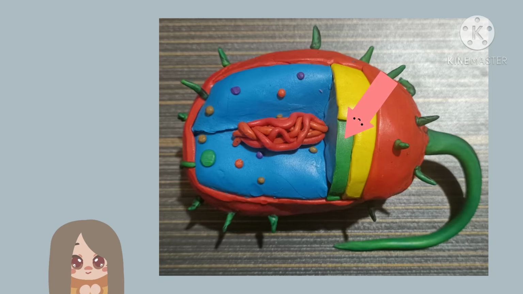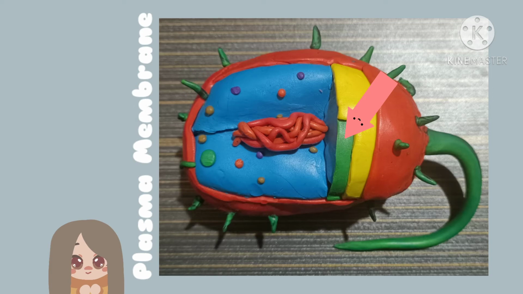The green area is the plasma membrane, also called the cell membrane. It is the membrane found in all cells that separates the interior of the cell from the outside environment. In bacterial and plant cells, a cell wall is attached to the plasma membrane on its outside surface. The plasma membrane consists of a lipid bilayer that is semi-permeable. The plasma membrane regulates the transport of materials entering and exiting the cell.